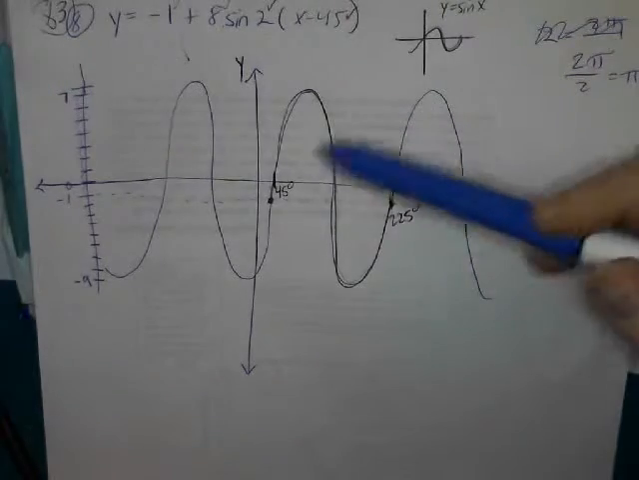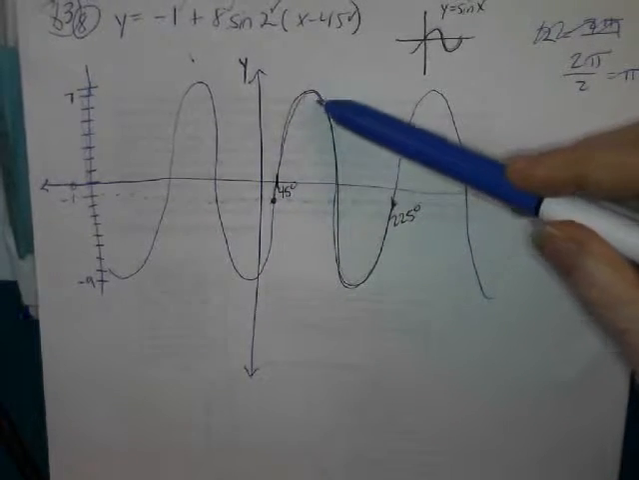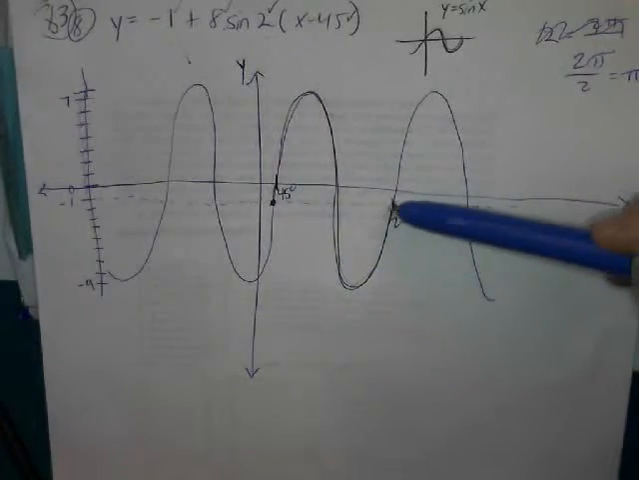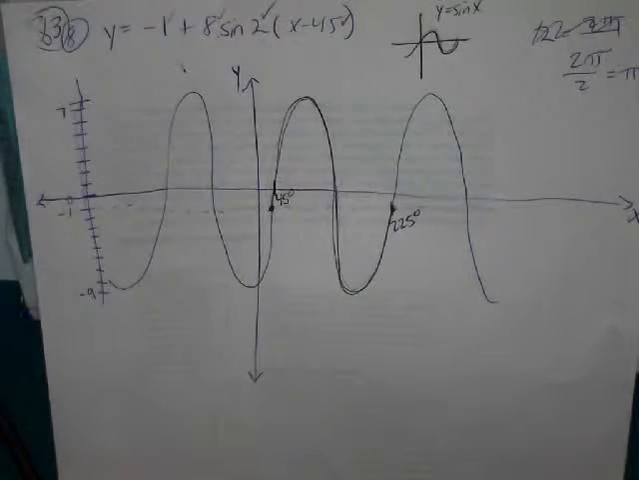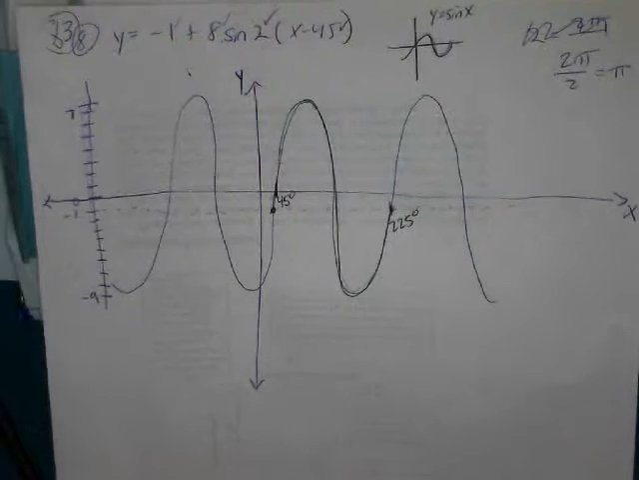I think the main thing is that we're showing the amplitude and we're showing the phase shift. We're showing the period. Okay, so that's good enough for 83, number 8.